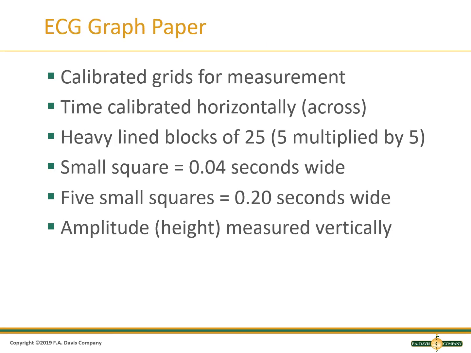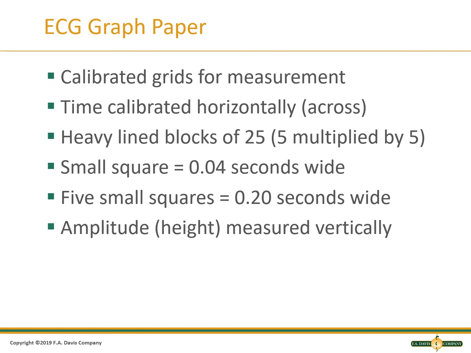The intervals for the P wave, QRS complex, and the T wave are measured in seconds on the ECG graph paper. Graph paper is calibrated within a grid. Small squares are divided into heavy-lined blocks of 25 that are 5 squares wide and 5 squares high. Each small square is 0.04 seconds wide. 1/2 of a square is 0.02 seconds wide. Nothing smaller than 1/2 of a square is used.